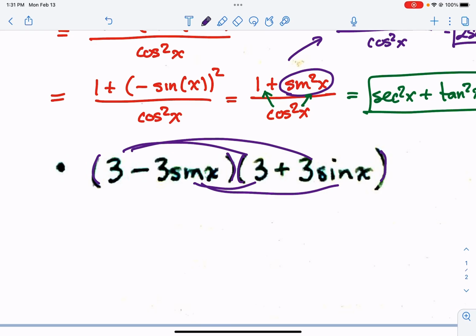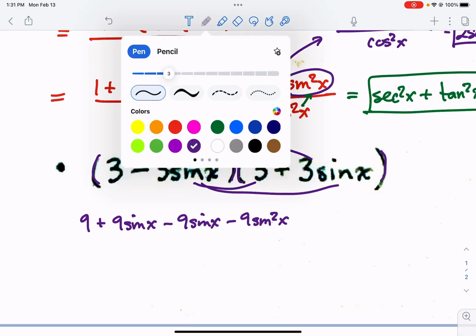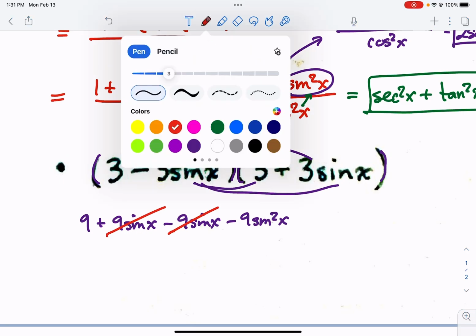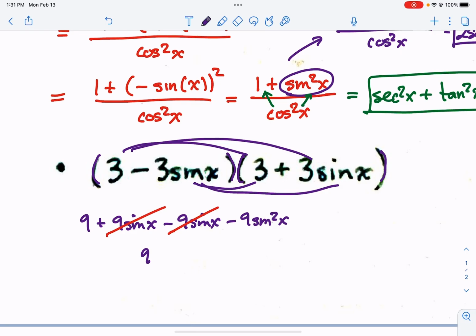Well, 3 times 3 sine is 9 sine of x. Negative 3 sine of x times 3 is minus 3 sine of x. And then minus 3 sine of x times positive 3 sine of x is minus 9 sine squared x. And notice those two middle terms cancel out, which is really nice. All right, so we're left with 9 minus 9 sine squared x.